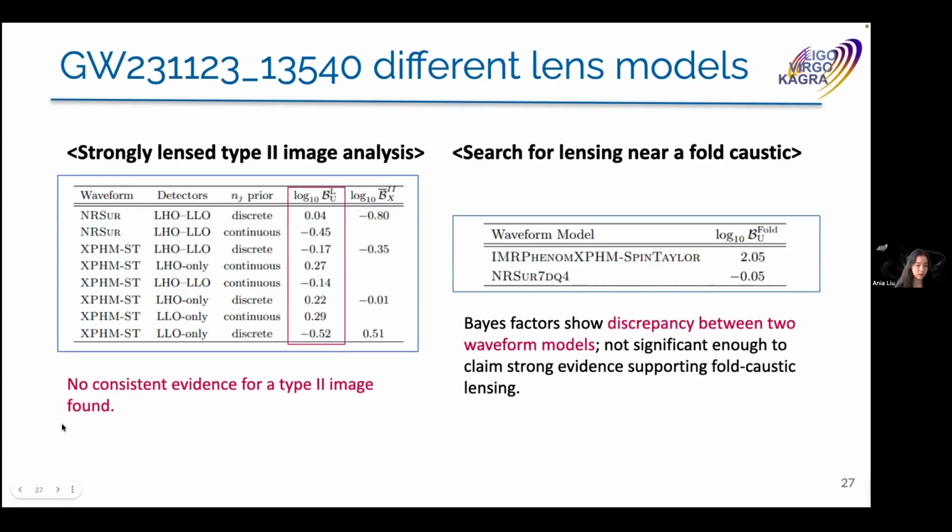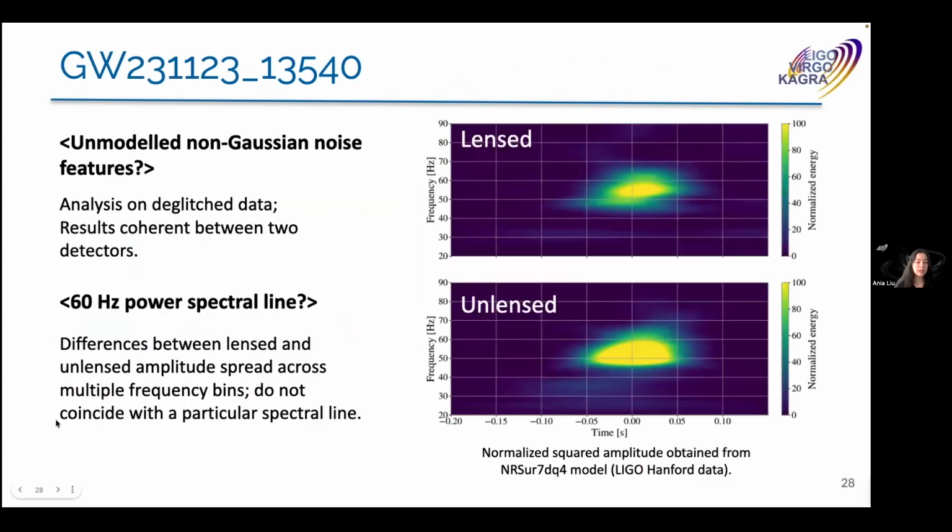Finally, we tested whether the apparent lensing signal could instead be caused by unmodeled noise features. One possibility is non-Gaussian noise or glitches. We performed the analysis using clean data with glitches removed, and the signal remains coherent between Hanford and Livingston detectors. This makes a glitch explanation unlikely, since independent glitches would not produce consistent features in both detectors.